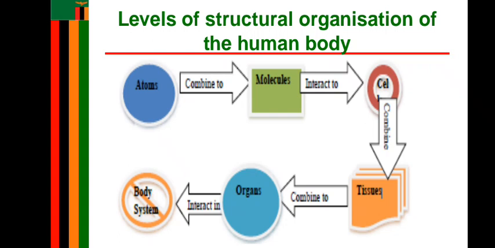In the levels of organization, it starts with the atoms. When atoms combine together, they form molecules. When molecules combine together, they interact and form cells. These cells combine together, with similar and specific function, forming tissue. This tissue combines and works together, forming organs. These organs work together and interact, forming what we call the body systems. And these body systems combine and work together, forming the whole organism. So a person like you is made up of all these elements, and each level of structure makes up the human body.